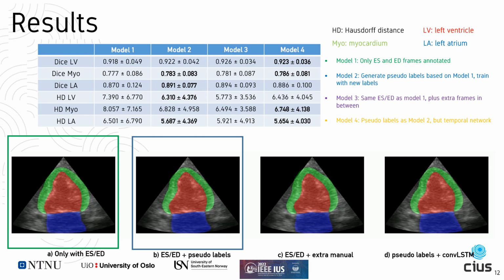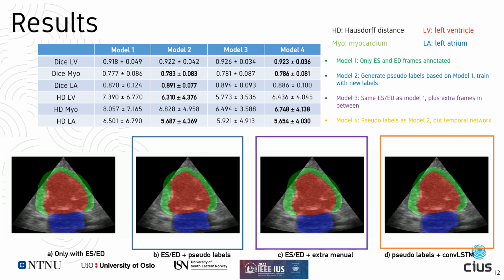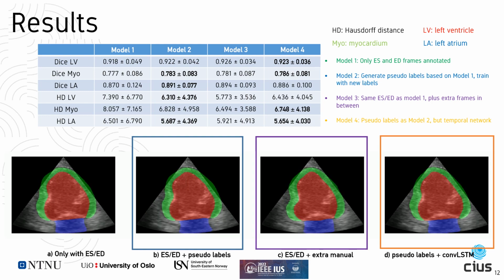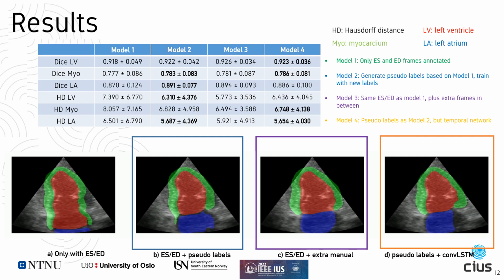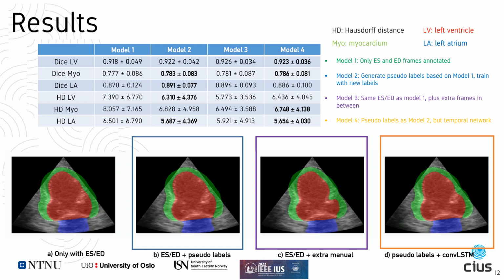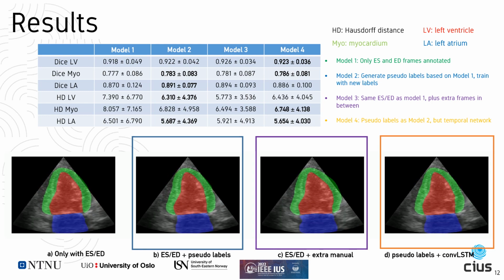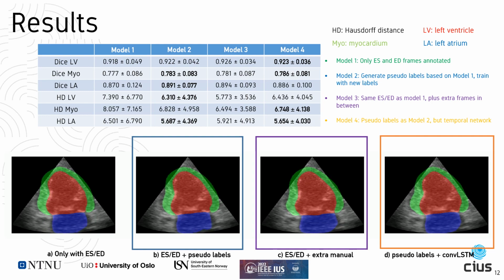Although for the evaluation metrics, Model 2 and 4 have very similar results, we can see from the video that Model 4, the one with the temporal block, is even more temporally consistent compared to Model 2. If we look at the dice score, Hausdorff distance and videos, our pseudo-label solutions are quite close to Model 3, where we added more manual annotations.